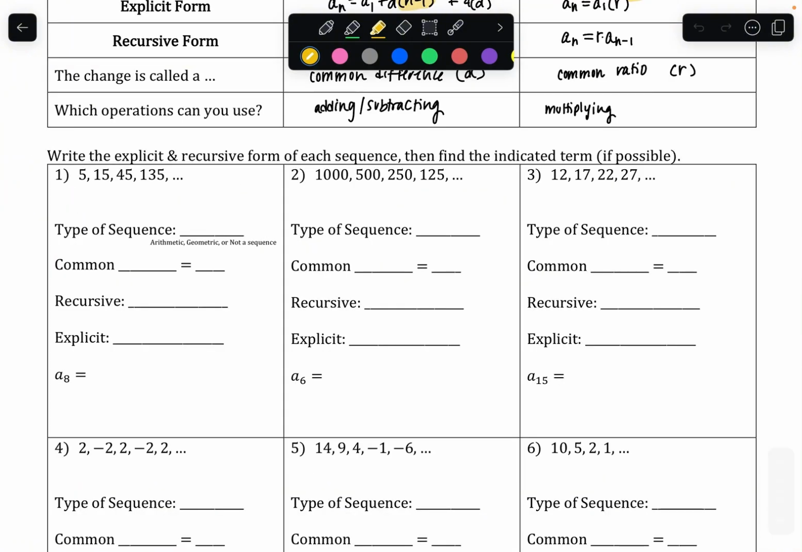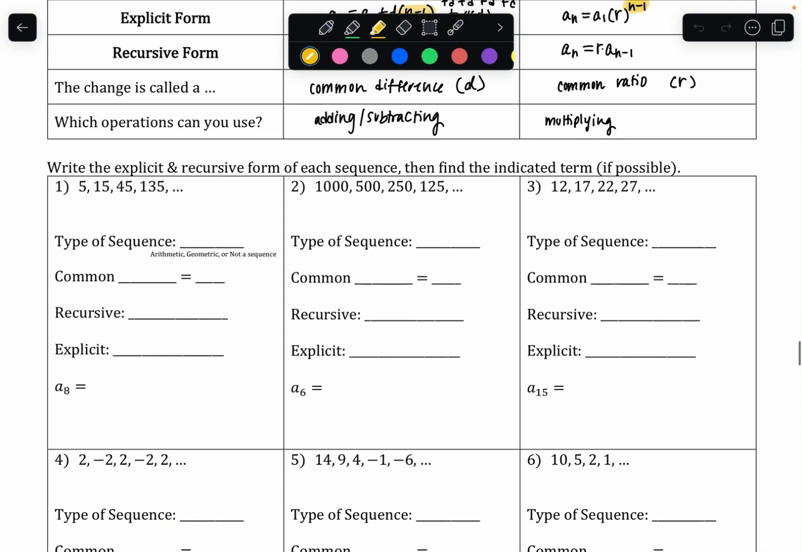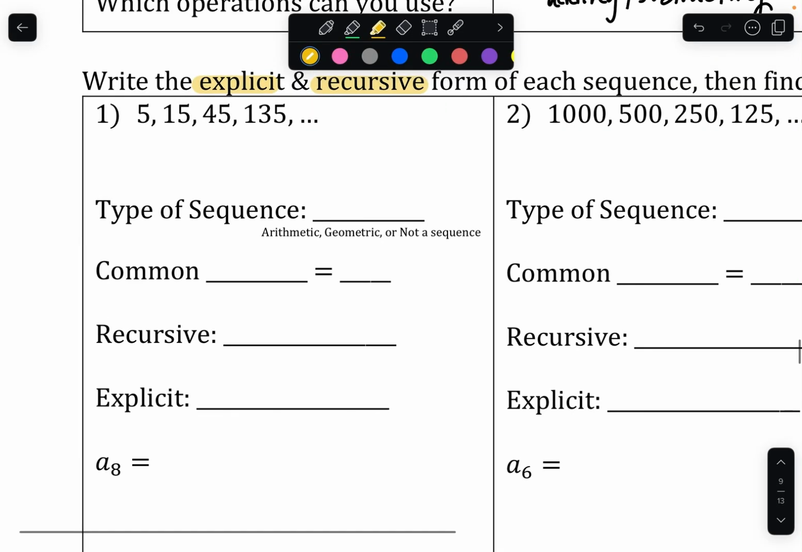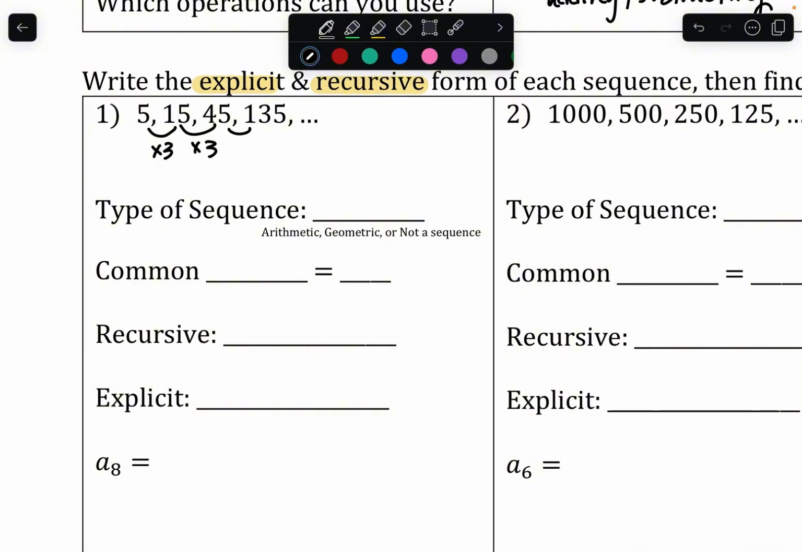All right, so in each of these examples, we are going to write the explicit and recursive form of each sequence, then find the indicated term, if possible. And so first we have to just identify what type of sequence it is. And so looking at number 1, we're going from 5 to 15, then 15 to 45. So that is multiplying by 3. Okay, and so this is geometric. Geometric goes with multiplying. And so that means we have a common ratio. And that common ratio is 3.